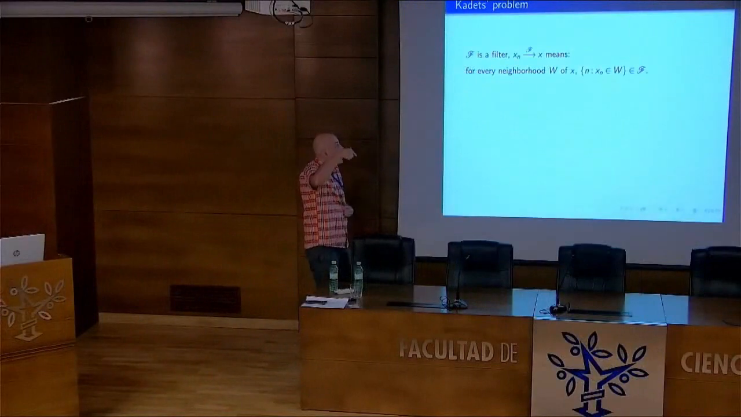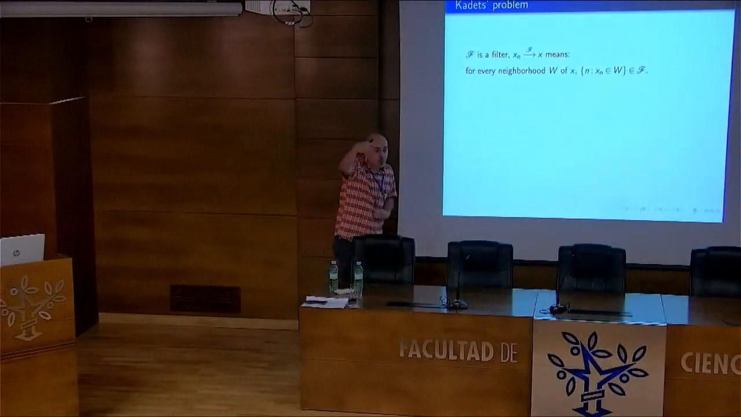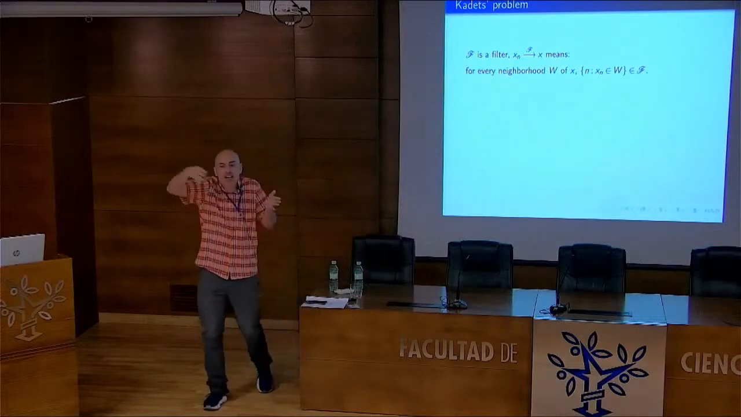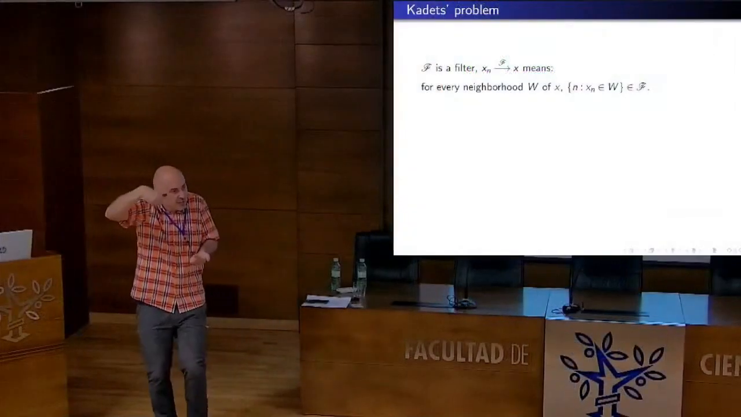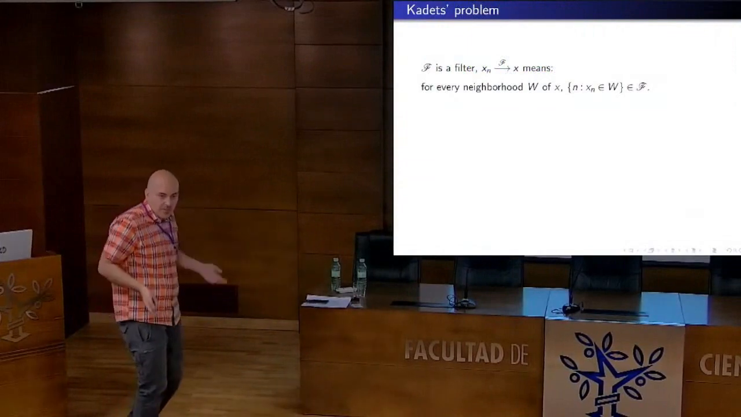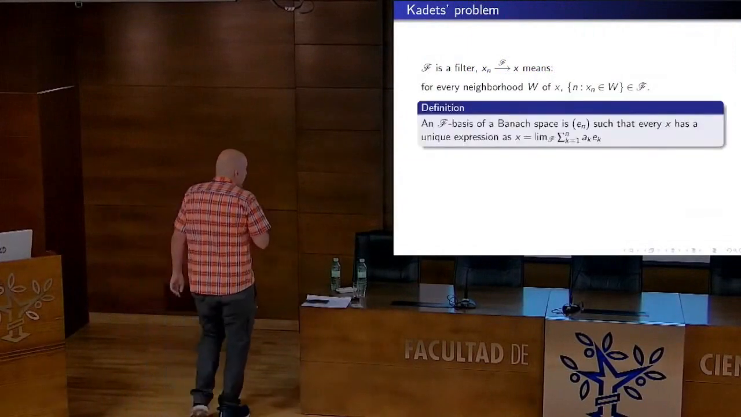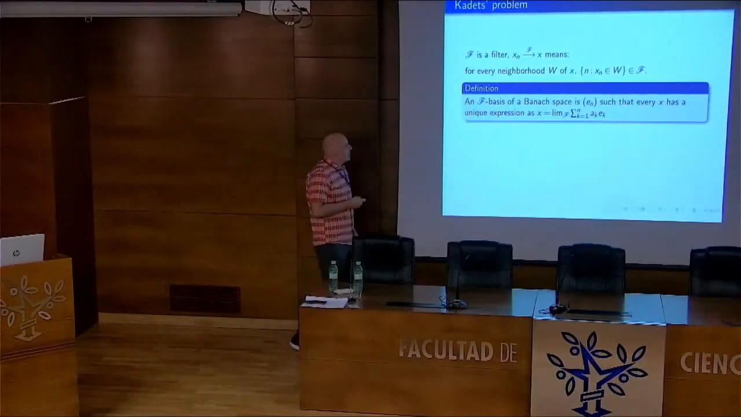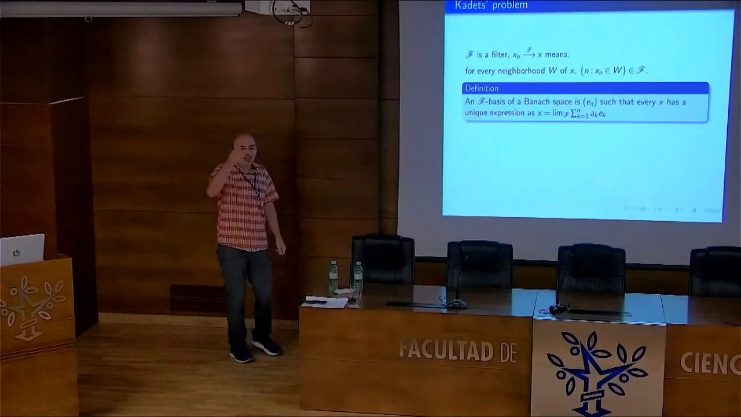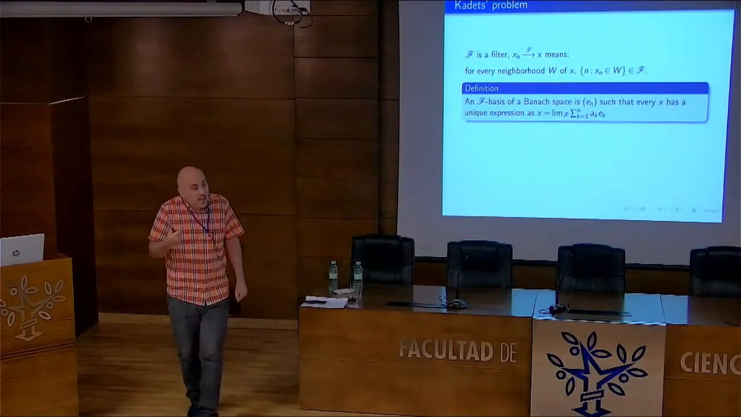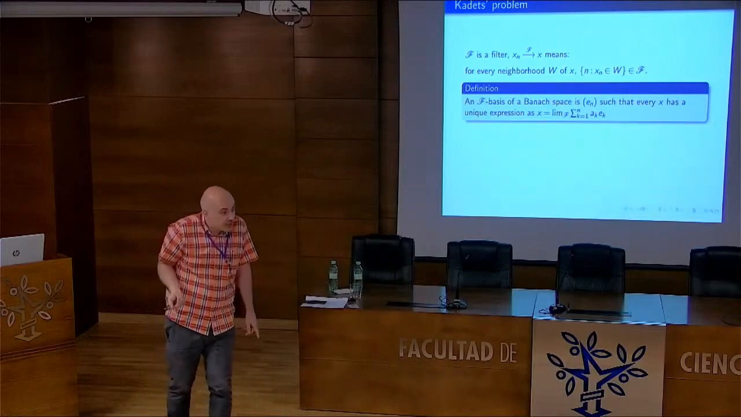the sequence enters the neighborhood for a set of indices in the filter. So if the filter is the cofinite one, this is usual convergence, because the sequence gets into the neighborhood except for finitely many terms. Otherwise, you take a filter, you have a convergence. And the idea of Vladimir Kadets was that perhaps you can create a notion of basis that corresponds to such convergence.